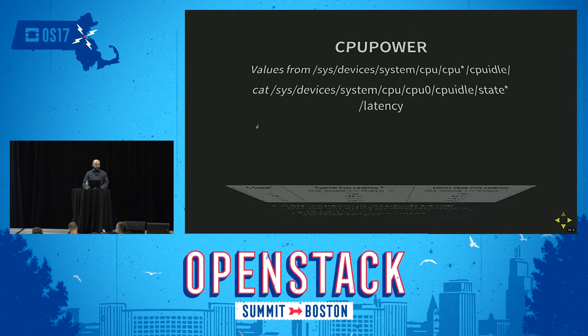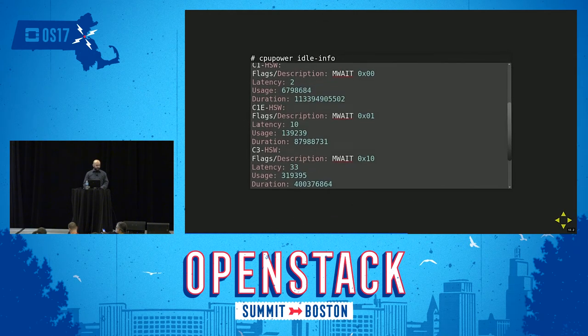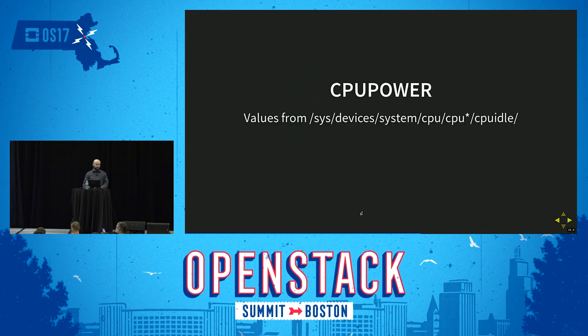There's quite a lot of time, when you actually look, there's a usage line. This is how many times a particular C state was entered, and this is how much time was spent in this C state. So that's a lot of time, and you don't want this time to be wasted, especially on the controller.